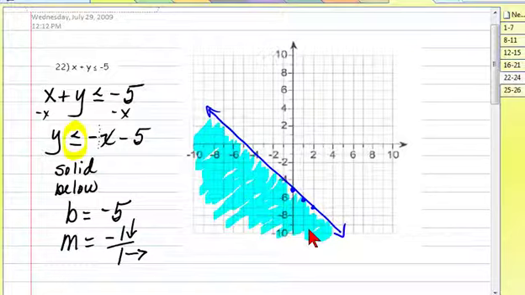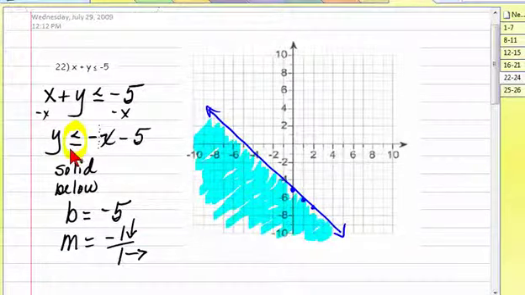What is the one thing I might do to this inequality that would make my symbol reverse? If you divide by a negative. If you divide by a negative, it will flip over. All right, so that's 22.